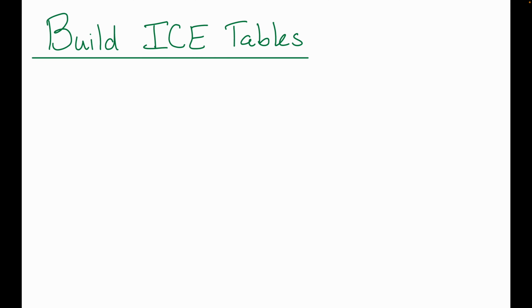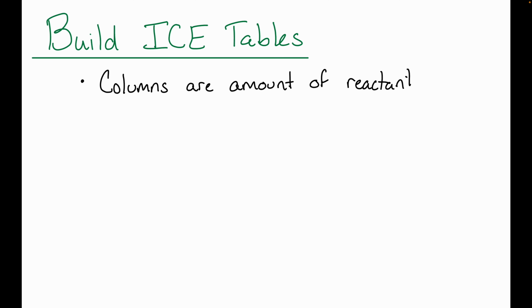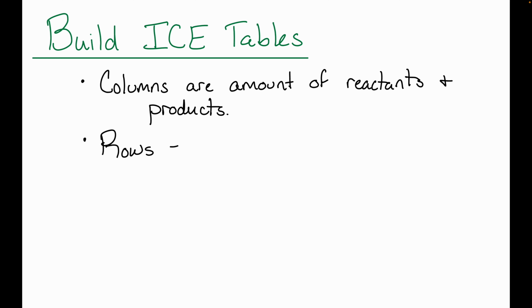So as the name implies, this is going to be a table. All right, our columns are the amount of our reactants and products. In this case, we're talking about pressure, partial pressure, so our amounts will be in pressure. If we were talking about Kc, they would be in concentration or molarity. And the rows on our table are going to be I, C, and E, hence the name.